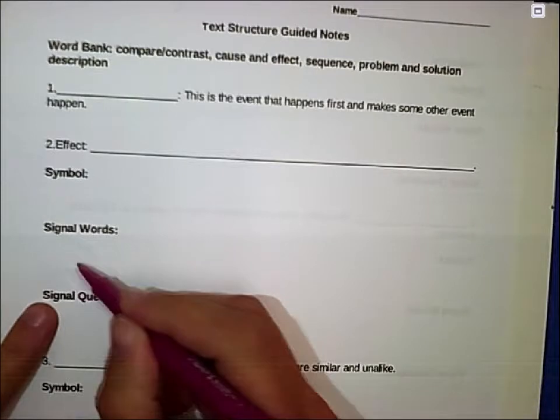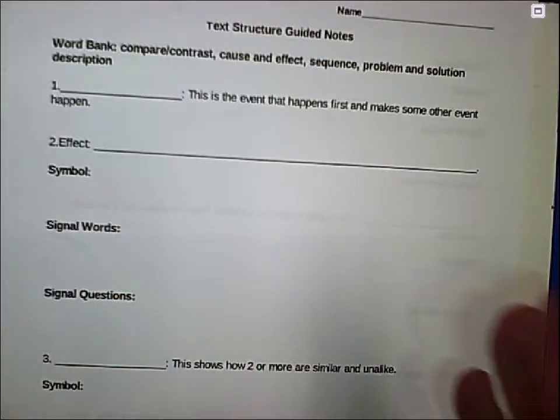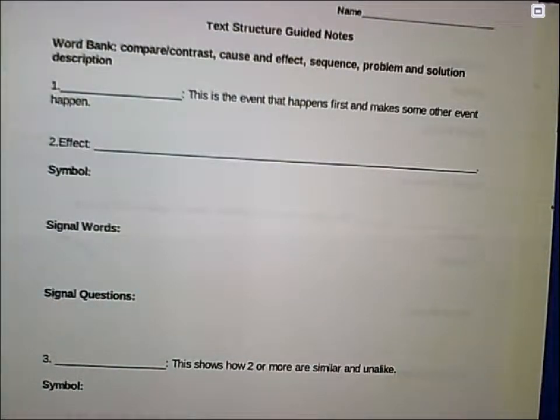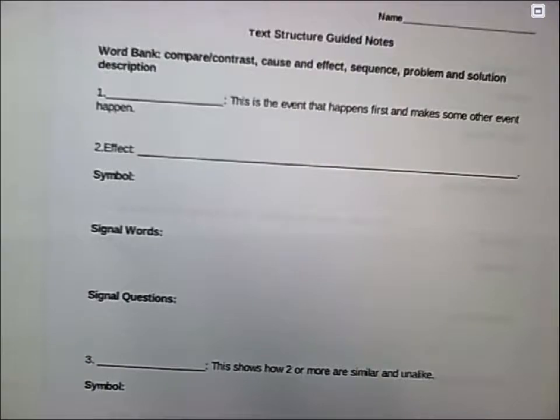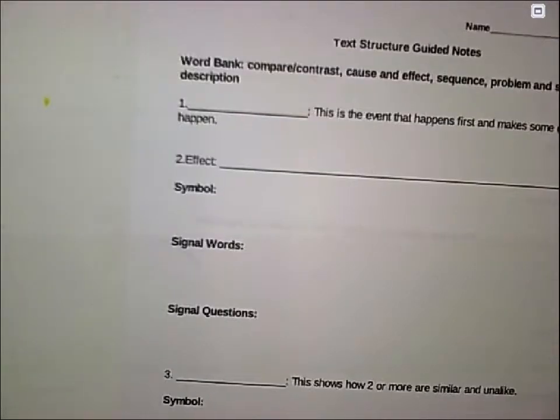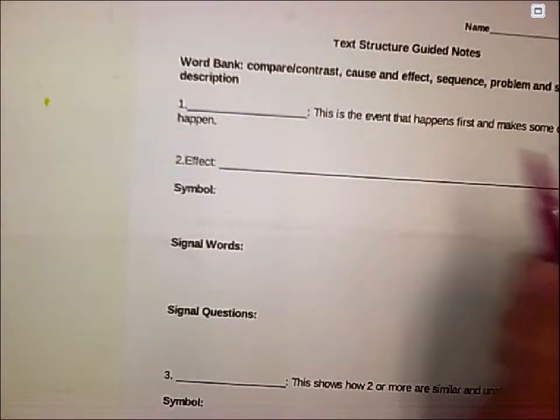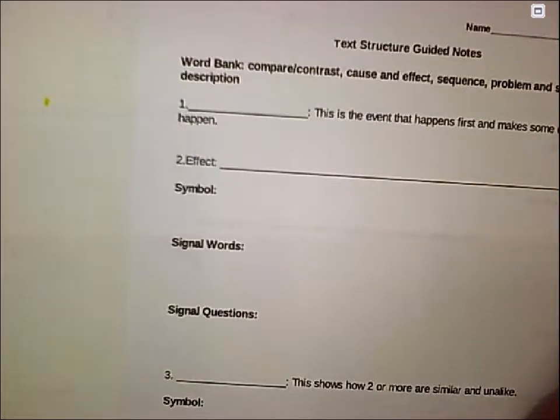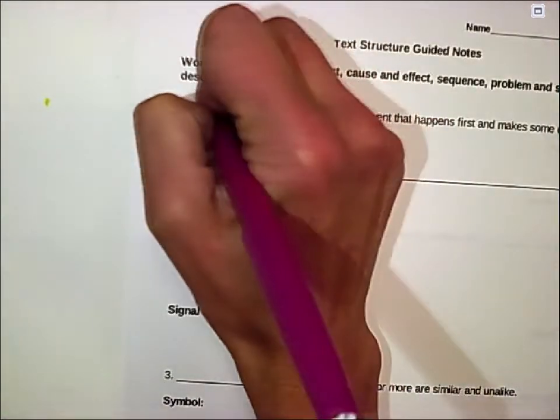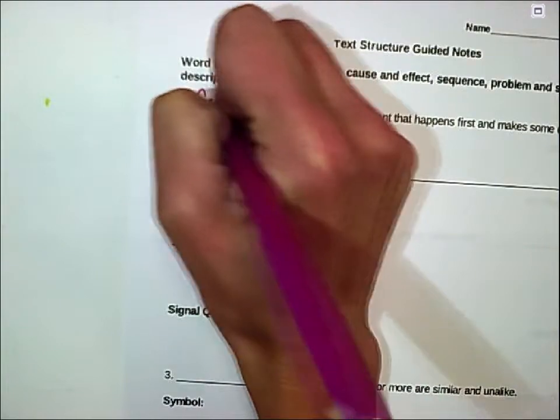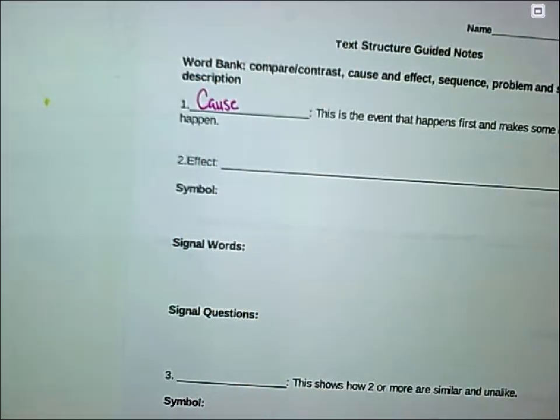I'm going to give you some signal words, or words that will clue you in that, yes, this is compare and contrast, or yes, this is cause and effect. And then I'm going to give you some signal questions. So we're going to get started. And our first one is blank. This is the event that happens first and makes some other event happen. So we call that cause. Okay, so our cause is the first event.